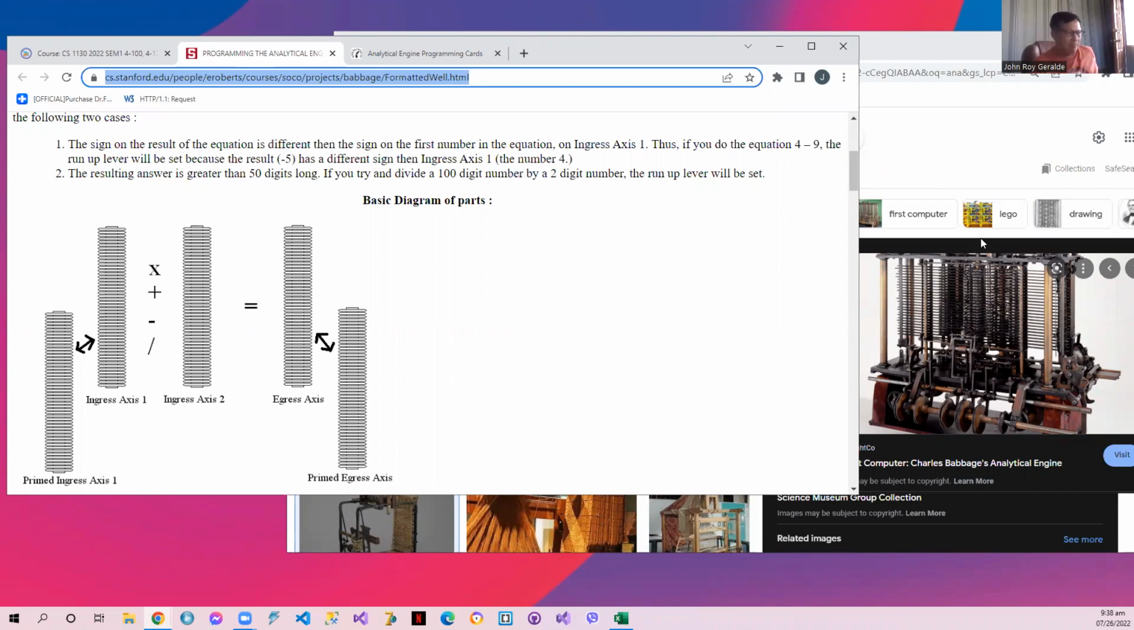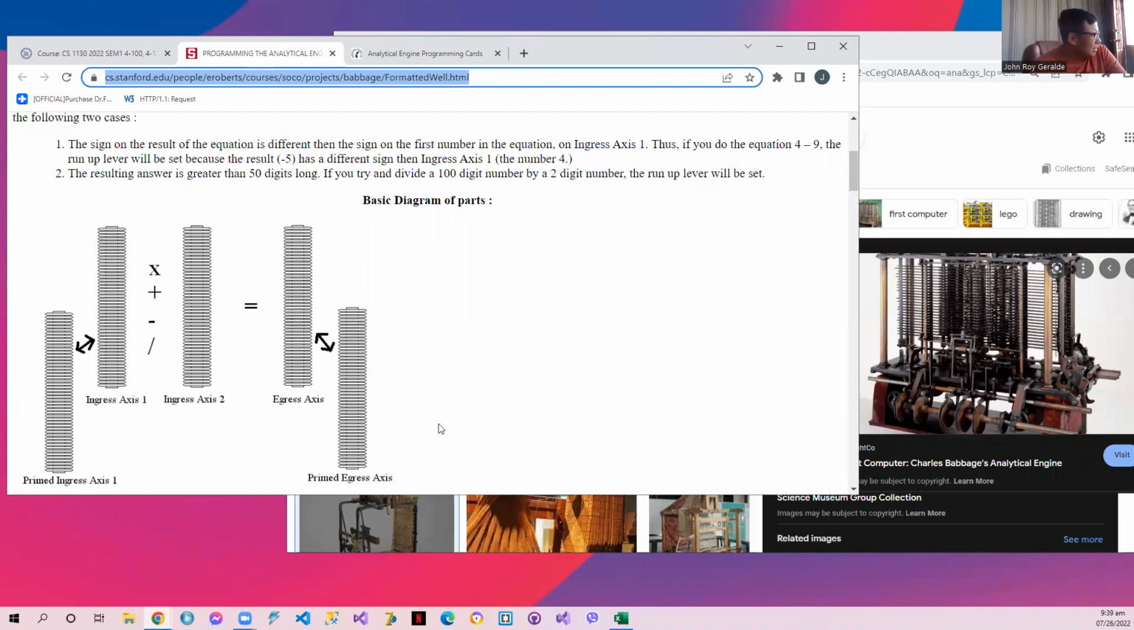The gears. Okay? The first set of gears is called the prime ingress axis. I think it's this, no? It's not very clear, but one of them is the prime ingress axis. It contains 20 gears. Each gear can represent one number. And then ingress axis 1, ingress axis 2, and prime egress axis.